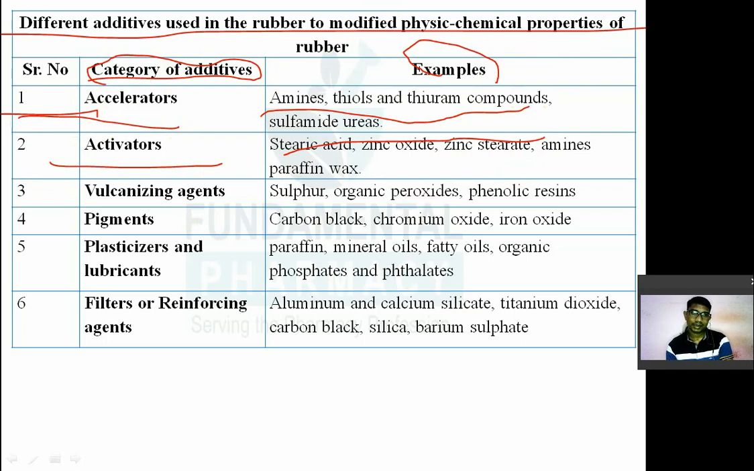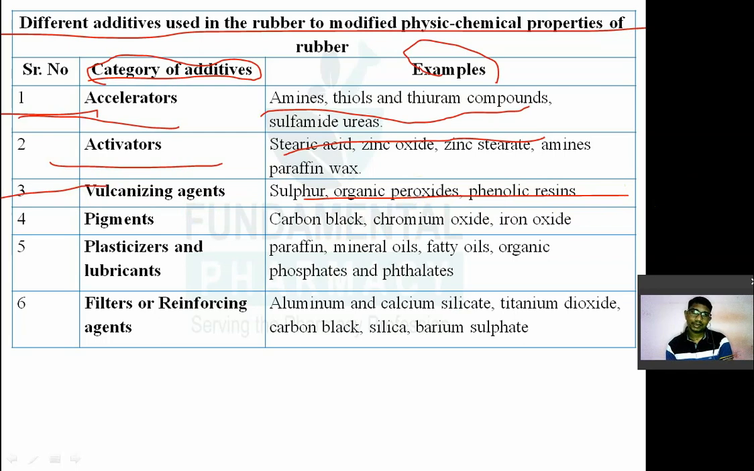Next one is vulcanizing agent. As I have told you, sulfur is used as a vulcanizing agent. Sulfur, organic peroxide and phenolic resins are used as vulcanizing agents.